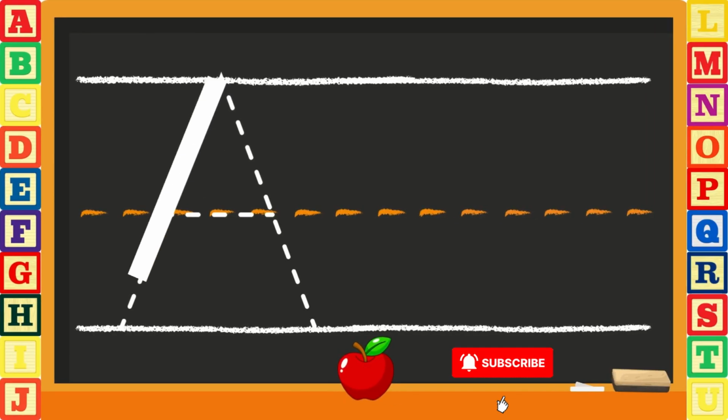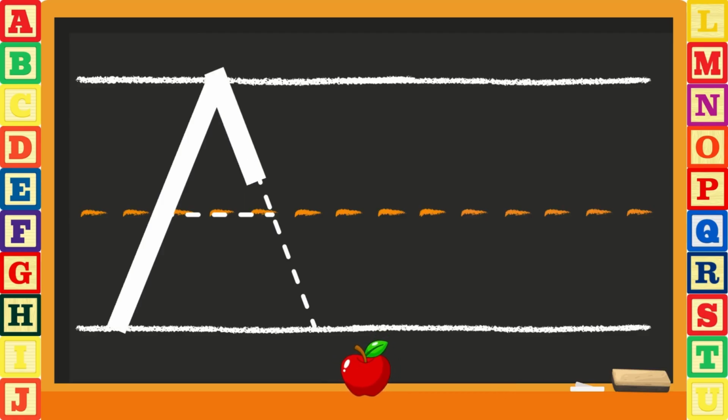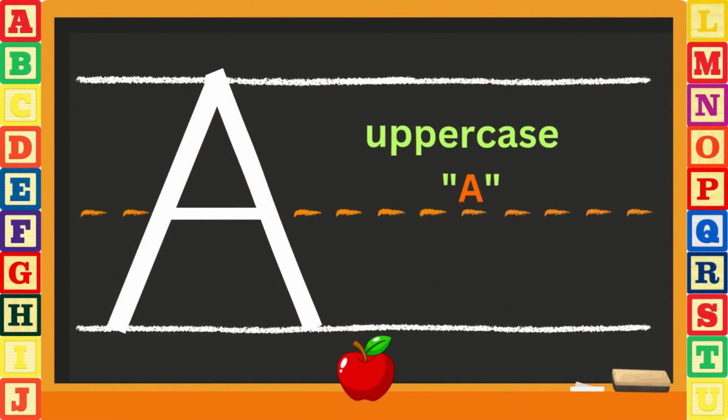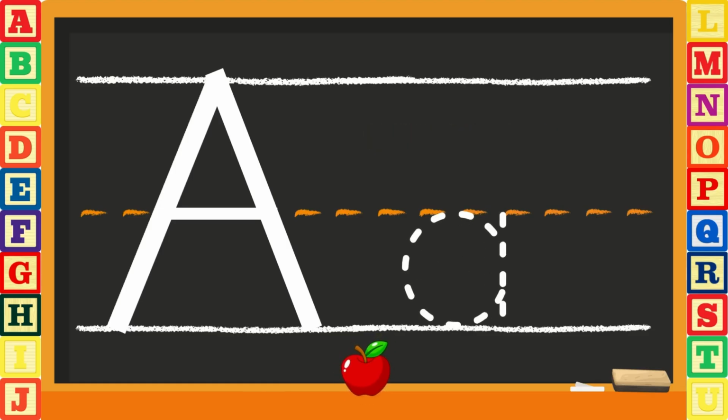Slant down to the left. Now, from the top again, slant down to the right. And finally, draw a line straight across the middle. Fantastic job, Super Writers! Now, let's write the small letter A.